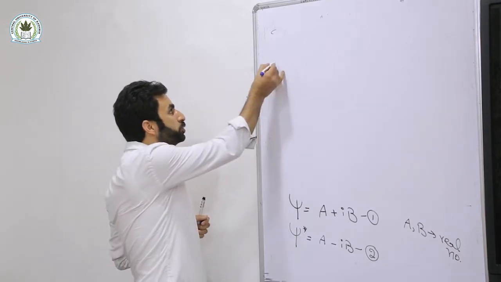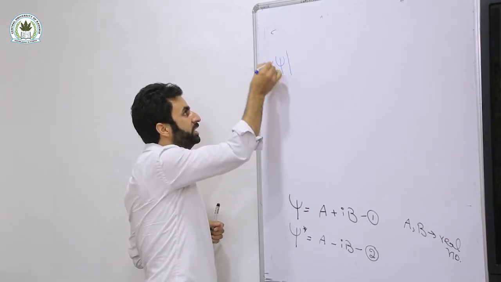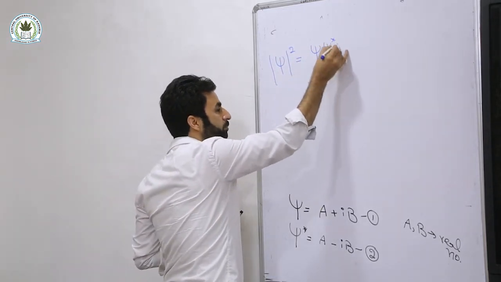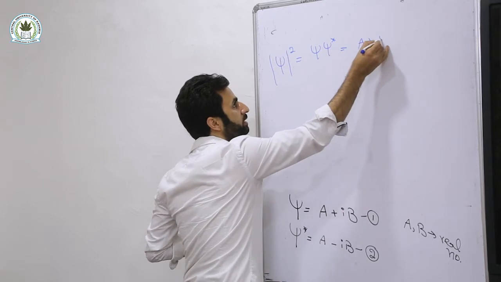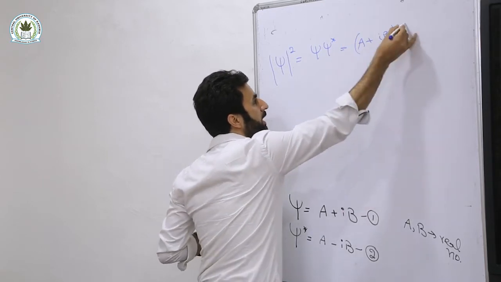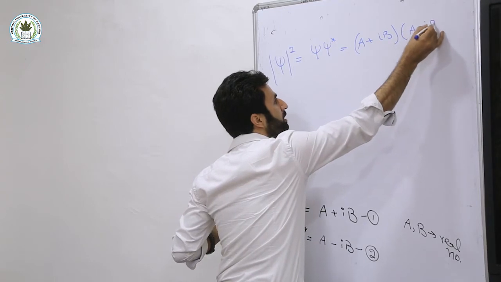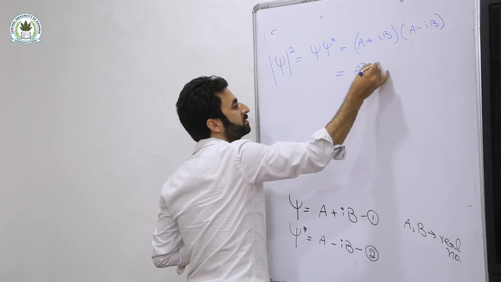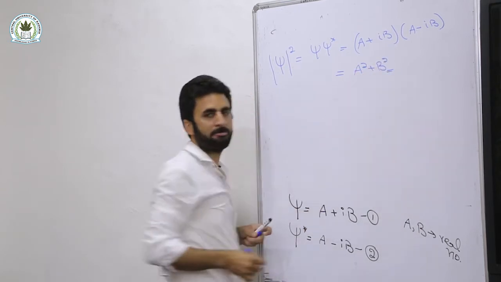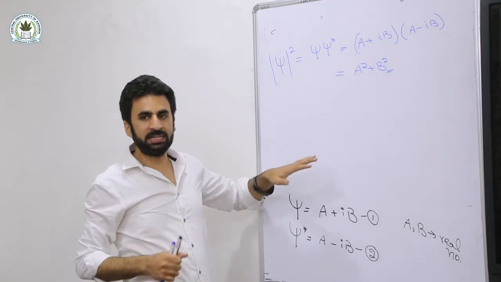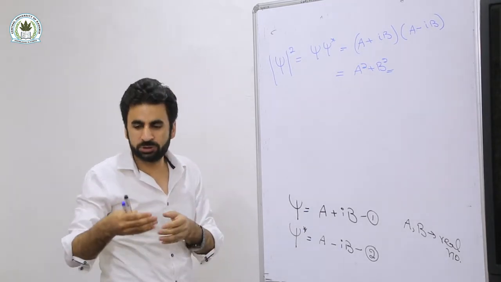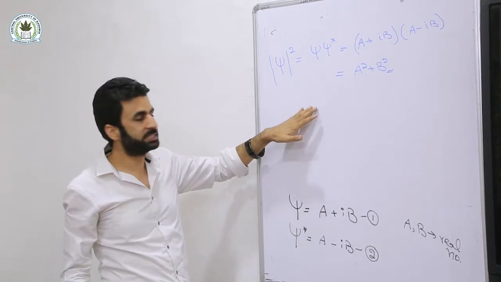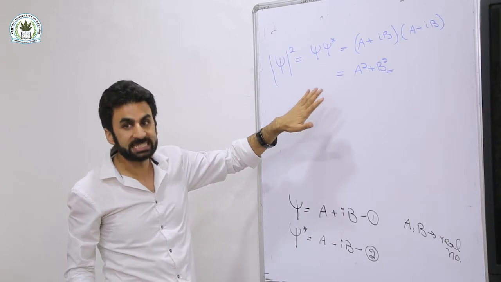And this psi square, which we are actually interested in, is psi star times psi. If you write it like this, A plus iota B into A minus iota B, once we multiply them, what you get is A square plus B square. So the essence of quantum mechanics, whether we study the hydrogen atom or the mechanics of any system, is that we are interested in determining the wave function psi.